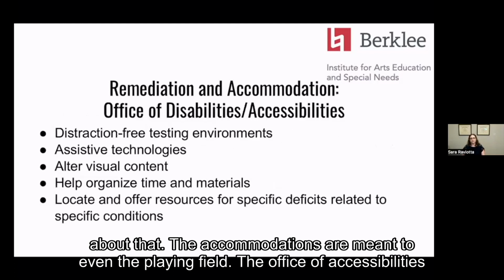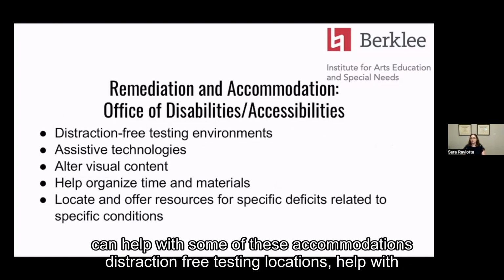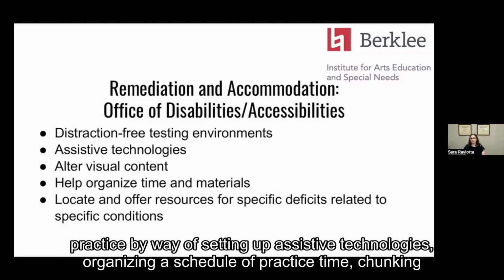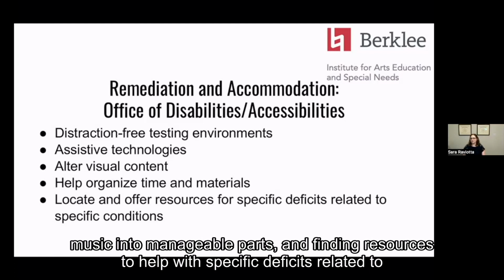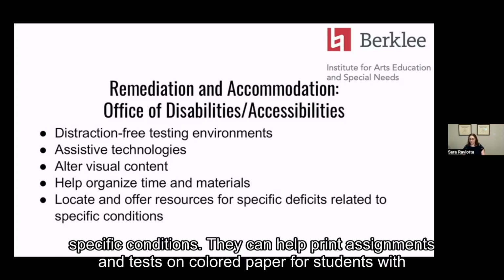The Office of Accessibilities can help with some of these accommodations: distraction-free testing locations, help with practice by way of setting up assistive technologies, organizing a schedule of practice time, chunking music into manageable parts, and finding resources to help with specific deficits related to specific conditions.